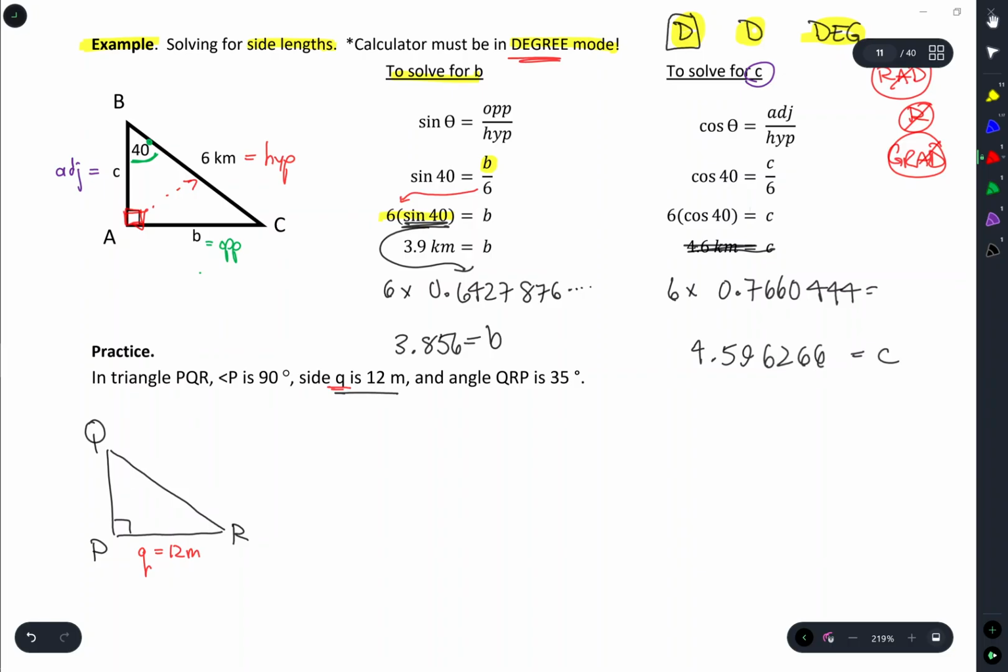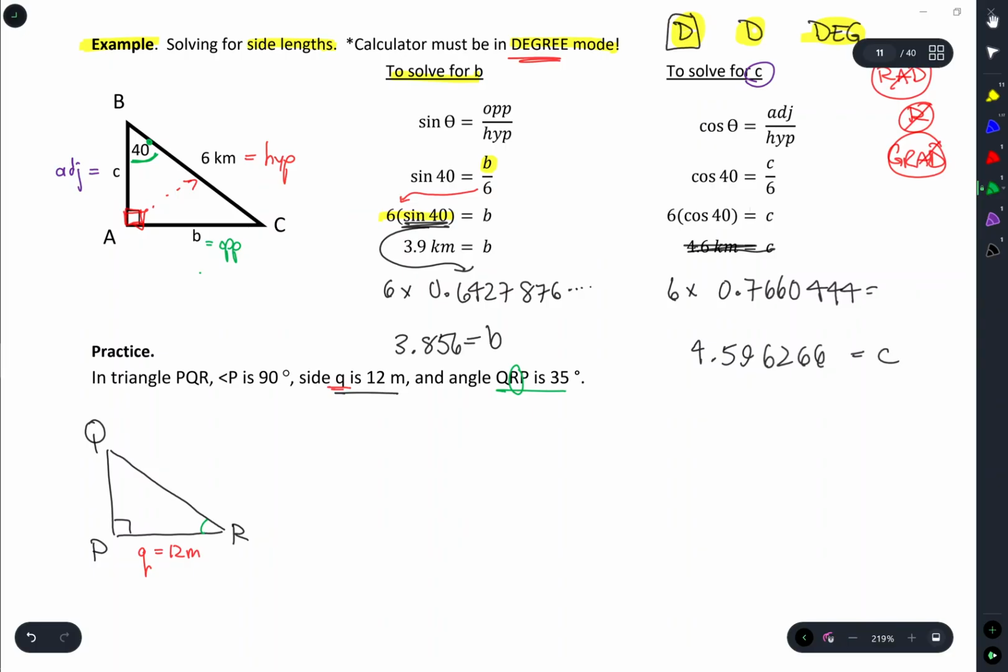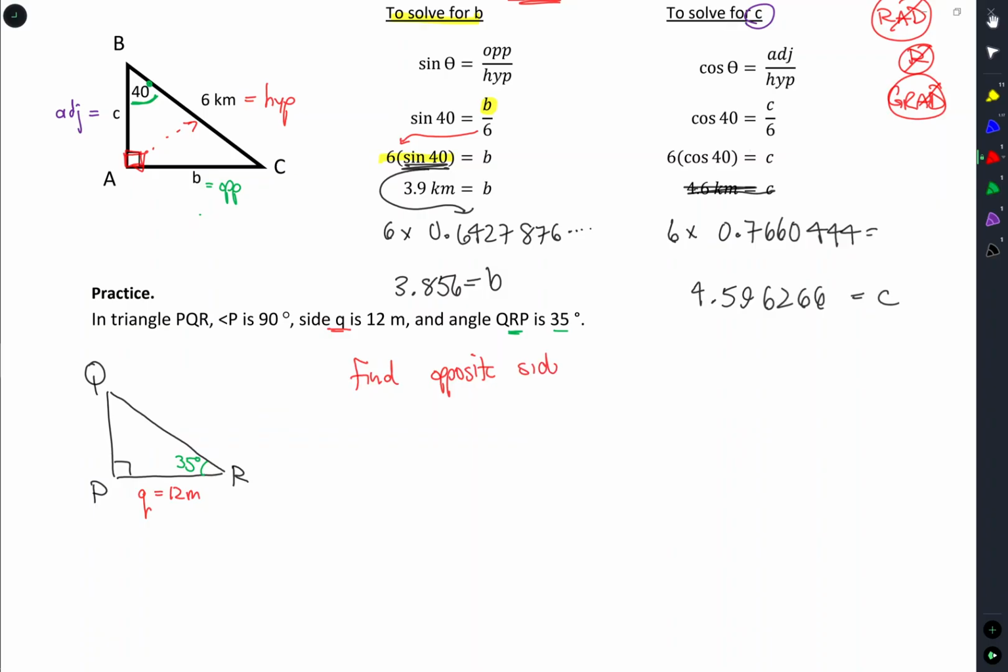All right, we got next, angle QRP. Really, we're just looking at the R in the middle because QRP is here. Okay, so QRP is 35 degrees. Okay, now, I need a question. Let's say find opposite side length.